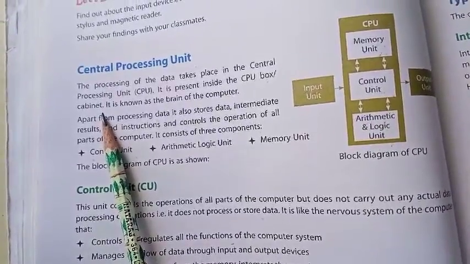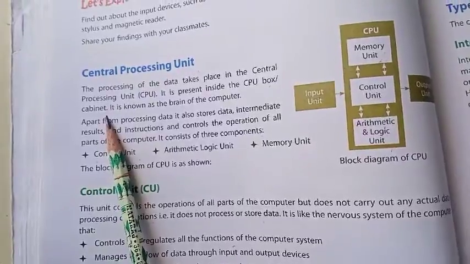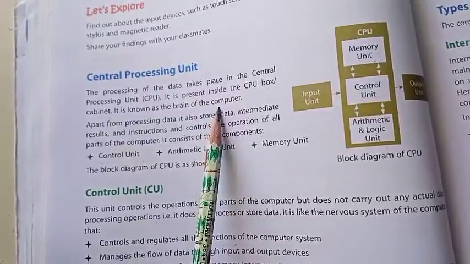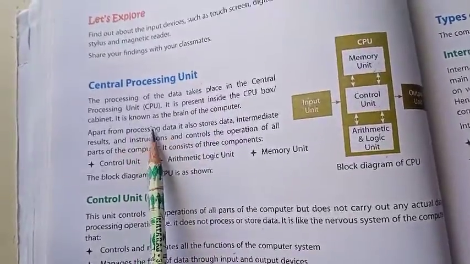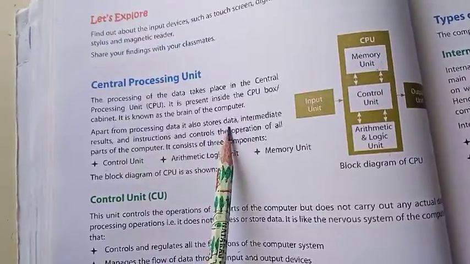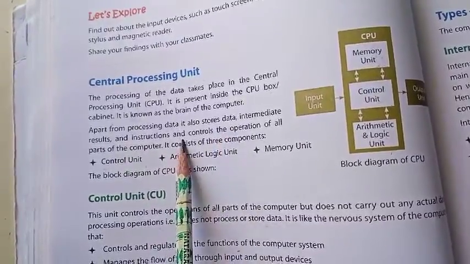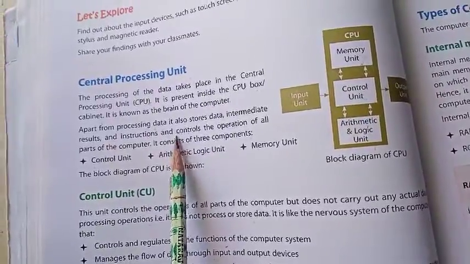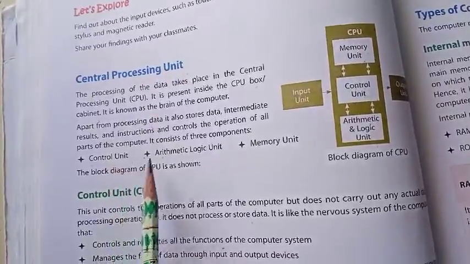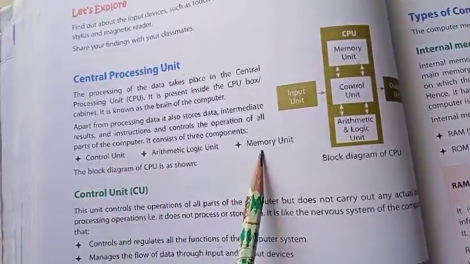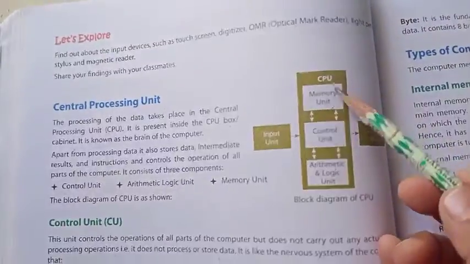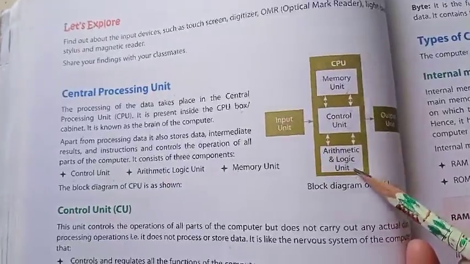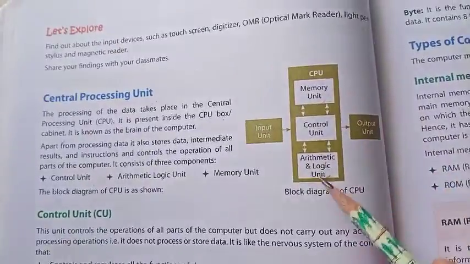The CPU is a small part that is inside that cabinet, and this CPU is also known as the brain of the computer. It does all the processing of the data. It will also store the data and will give all the instructions to the parts of the computer to operate, to do anything. So this consists of the control unit, arithmetic logic unit, and memory unit. Here you can see the memory unit, control unit, arithmetic logic unit. These are the three parts of the CPU.